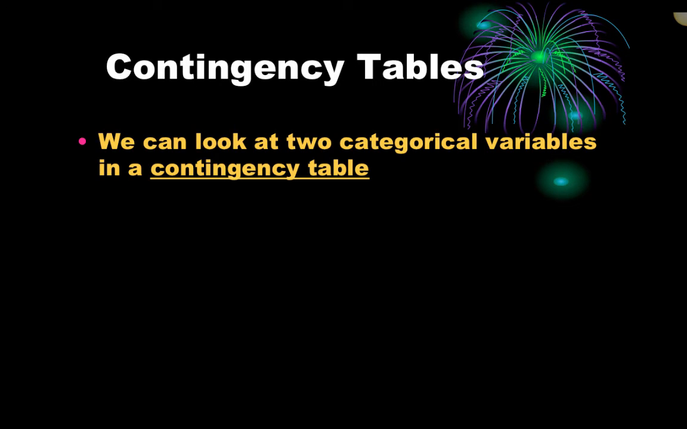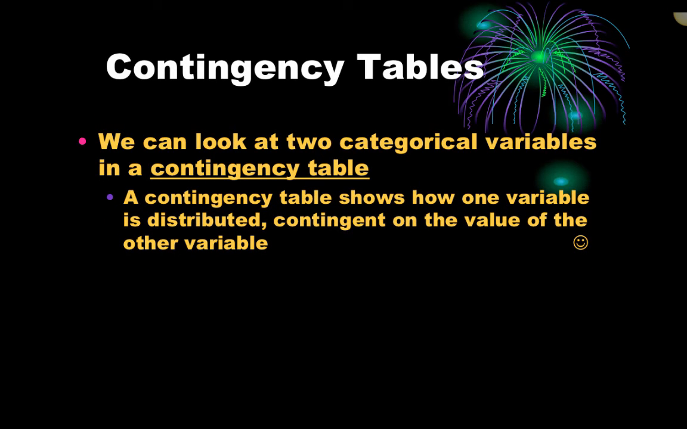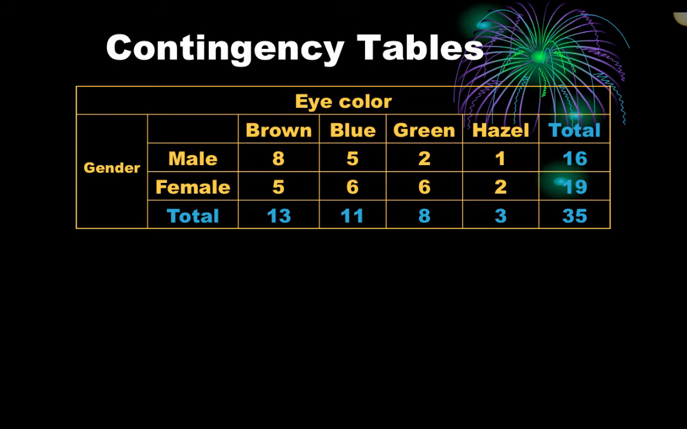Contingency tables. We can look at two categorical variables in a contingency table. Often looking at two variables is more interesting than looking at just one. And it shows how one variable is distributed contingent or based on the value of the other variable. So an example would be right here. We still have our eye color, but now we also have gender.